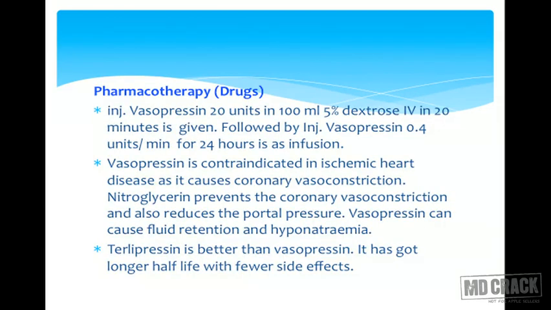Drugs which are used are vasopressin, 20 units in 100 ml of 5% dextrose given over 20 minutes, followed by vasopressin infusion at 0.4 units per minute for 24 hours. Vasopressin is contraindicated in ischemic heart disease as it causes coronary vasoconstriction. Nitroglycerin prevents coronary vasoconstriction and hence can also be used, as it reduces portal pressure. Vasopressin causes fluid retention and hyponatremia. Terlipressin is better than vasopressin. It has a longer half-life with fewer side effects.